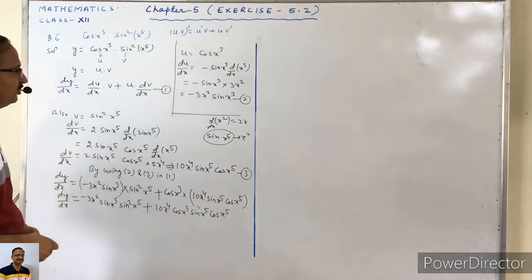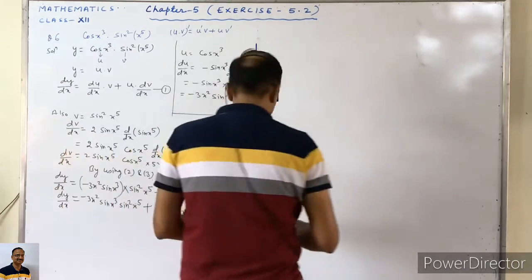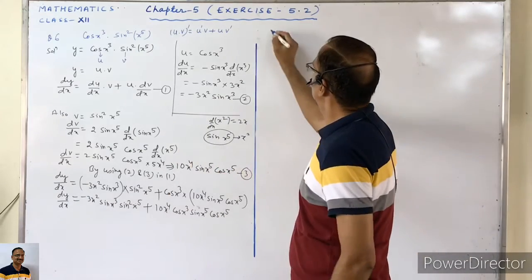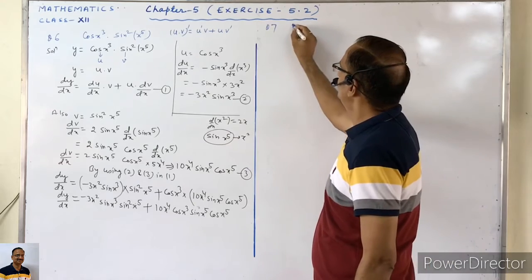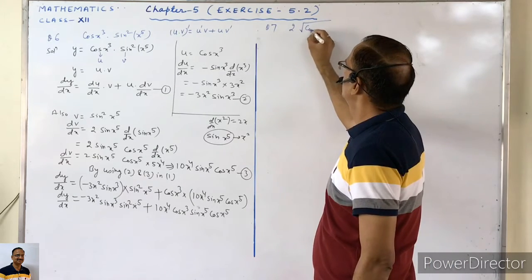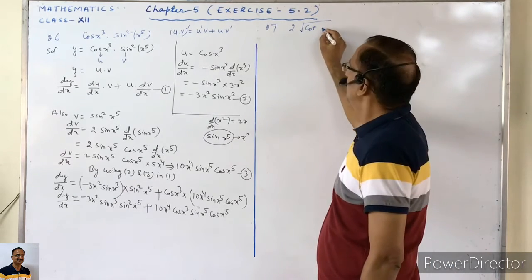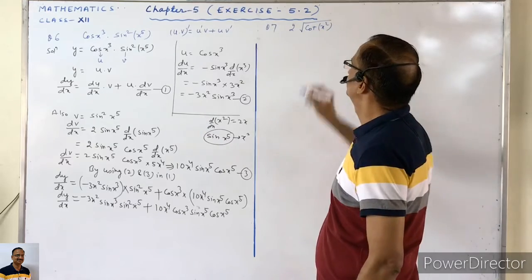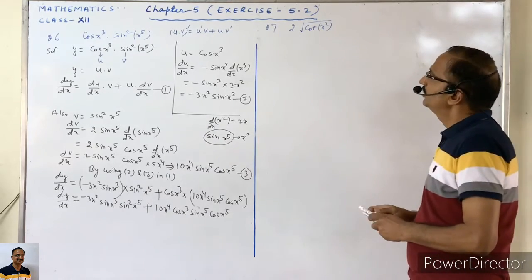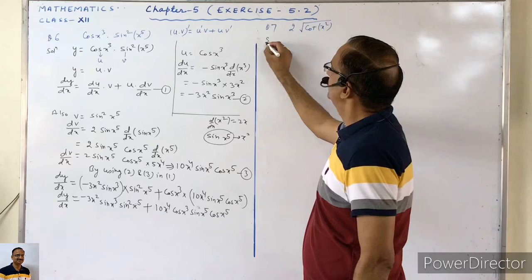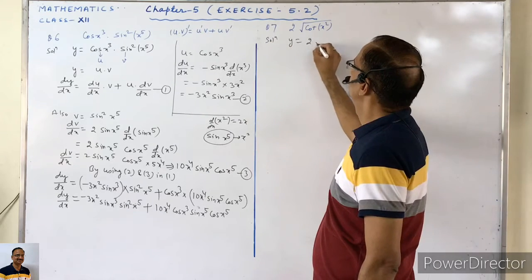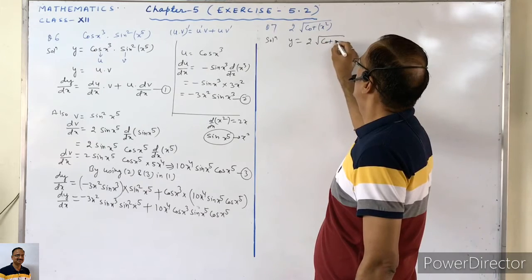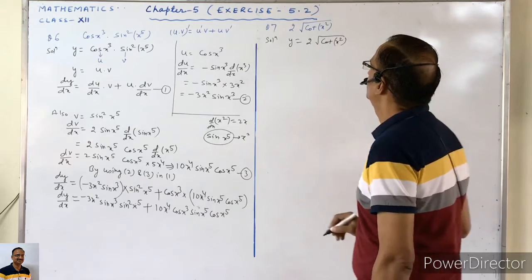Now come to question number 7. The question is like this: 2 root cot x square. Now the solution is like this. Let us suppose that this is y equals 2 root cot x square.